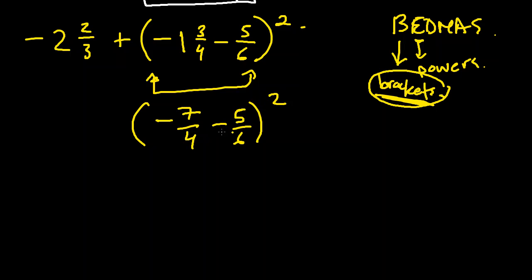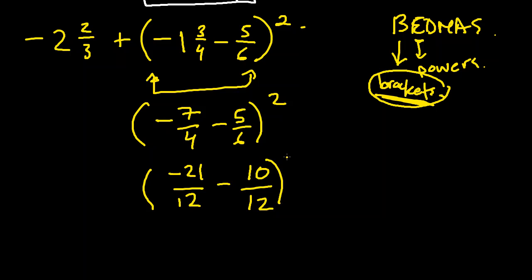So now to subtract these two fractions, let's find the common denominator. The lowest common denominator between 4 and 6 is 12. So we can rewrite this as over 12, and then the numerators become negative 21 and minus 10 here. Okay, and that's squared. And then obviously we have the negative 2 and 2 over 3 that's being added to the stuff.